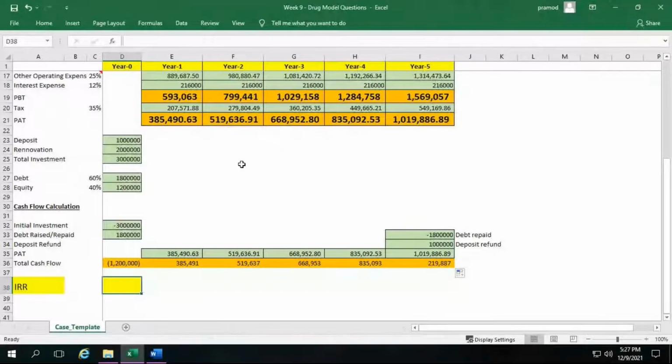Sir, can you please... your voice is breaking. Repeat it, sir? Which one do I need to repeat? The last step, this one. Total cash flow. Yes, sir. Total PAT cash flow. It is the sum of initial to the PAT.